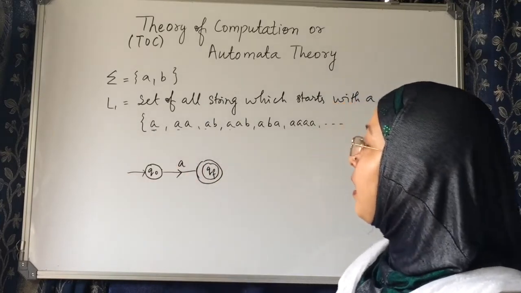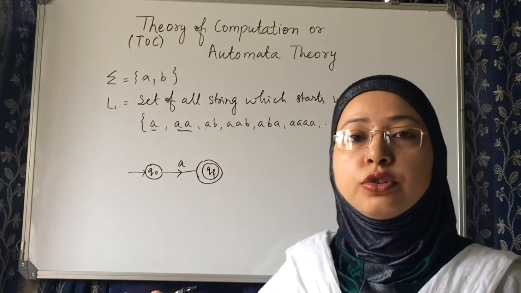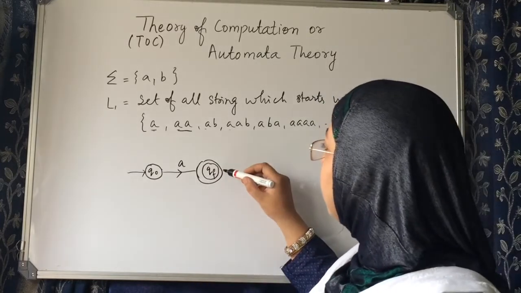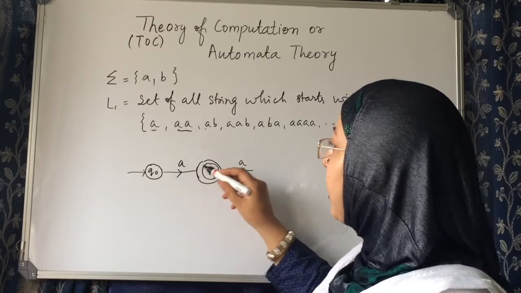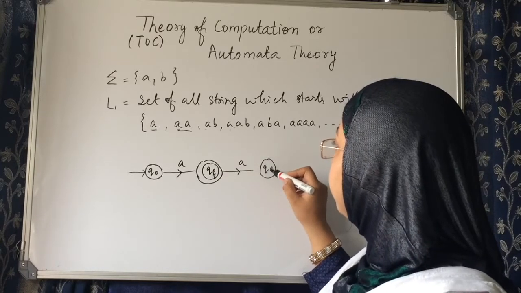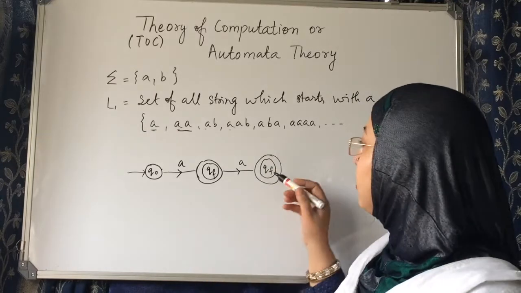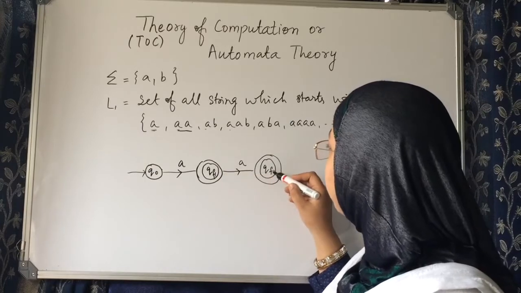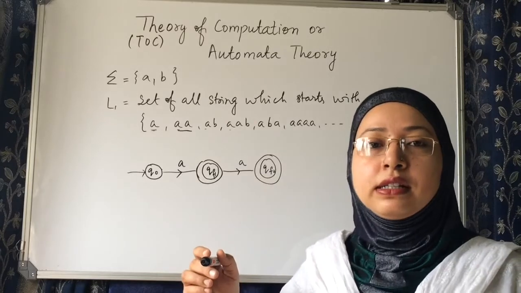Now, even if the string AA comes, then also we want to show that it goes to the final state. So we can make it like this also, that after A, if A comes again, it goes to a final state. Then you have to make other states named QF1, QF2. But this is not the minimal DFA.